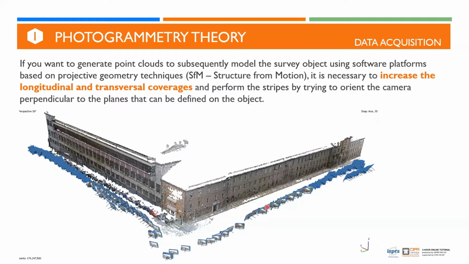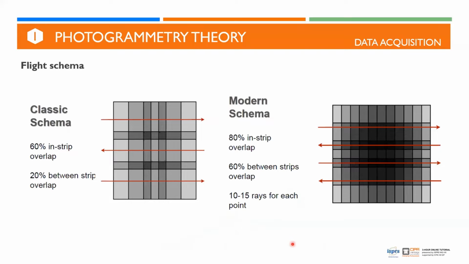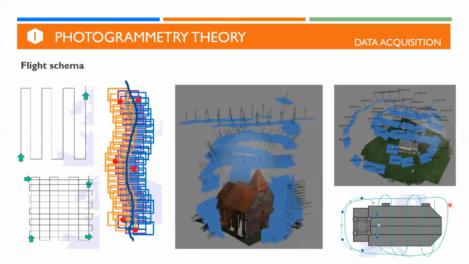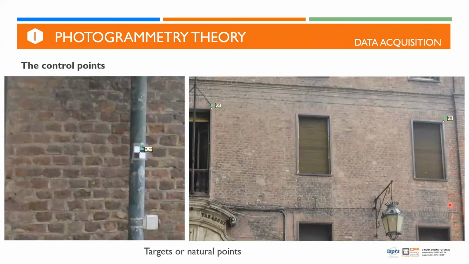So as you can see here, this is from terrestrial photogrammetry. And this on the right is the modern schema. So not anymore 60% in strips overlap and 20%, but 80%, 60%, as you can see here. So we will have, of course, more images in order to be able to see the point in a higher number of images. These are just some examples of some acquisition strategies, and another example of the control points.